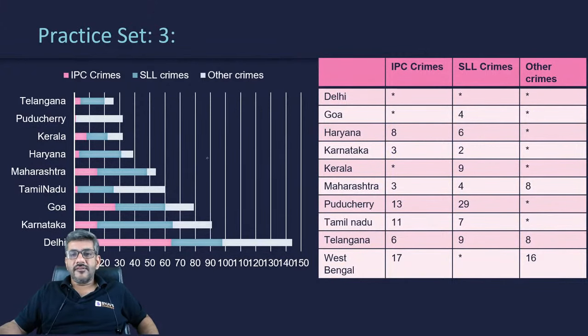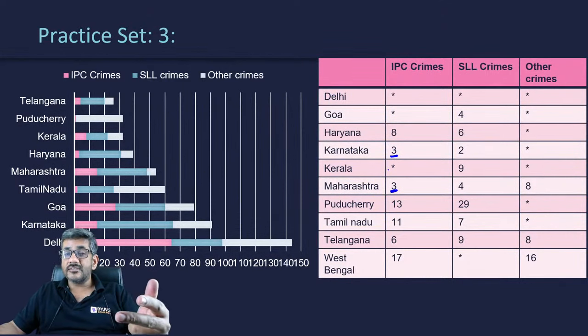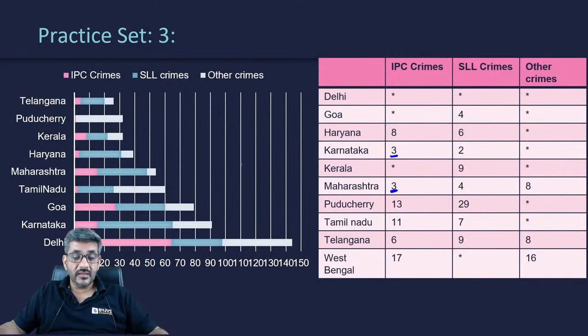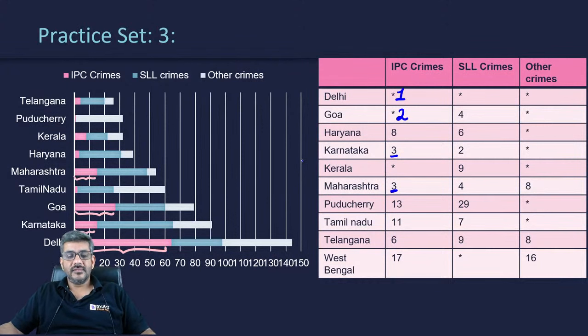Now, first of all, when I talk about IPC crimes, I see Karnataka has a rank of 3, Maharashtra has a rank of 3. That means they both have an equal number of IPC crimes. But that definitely means there are 2 states above them. If I look at Karnataka over here, Karnataka has around 15 IPC crimes, right? And if you look at Maharashtra, that would also be equal to 15. Which two are above them? Delhi is way above it. Goa is second. So can I say Delhi is rank 1 and Goa is rank 2?